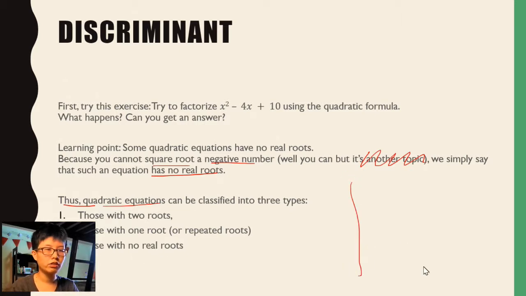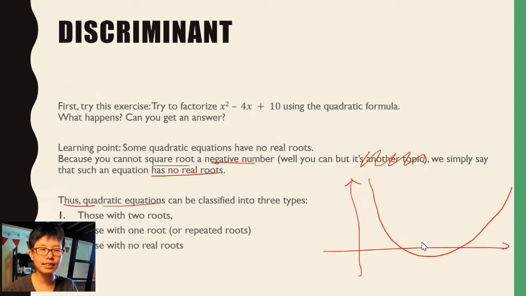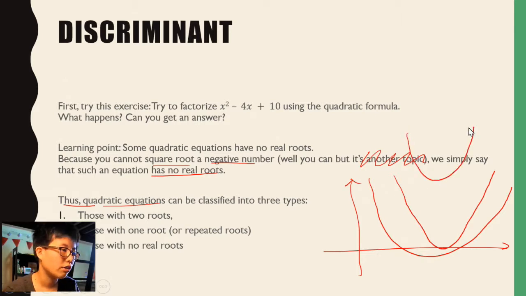Okay, so if we draw them out on the graph, those with 2 roots, we can say it intersects the x-axis twice, and those with 1 root, we can say it touches the x-axis and goes up again. And those with no real roots, we simply say that it does not touch the x-axis at all. So let's just go to the next slide.